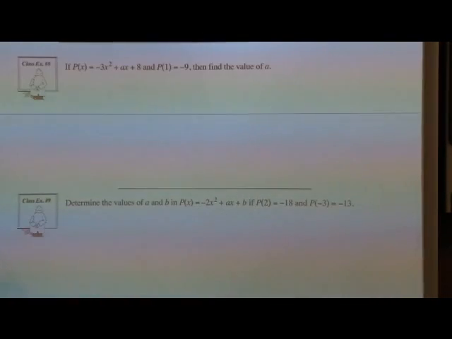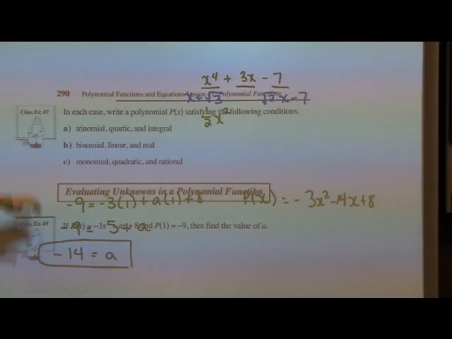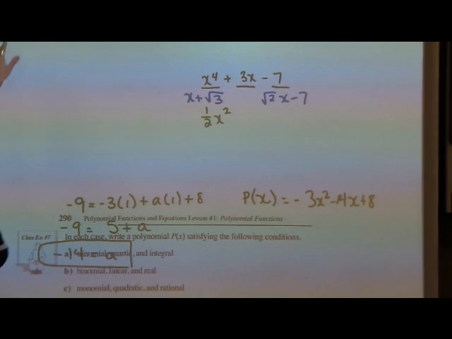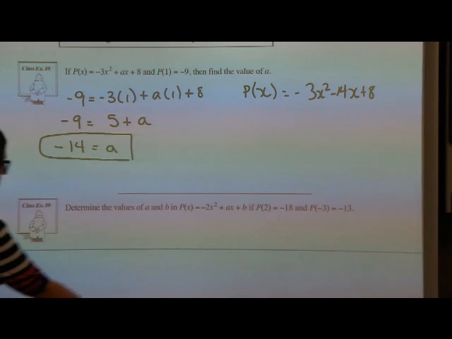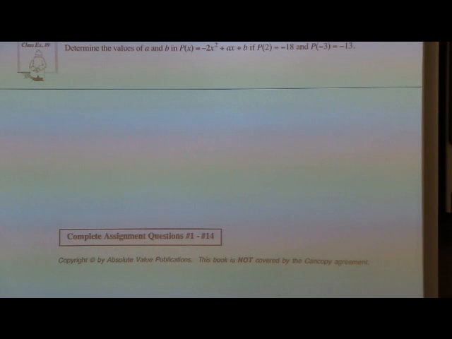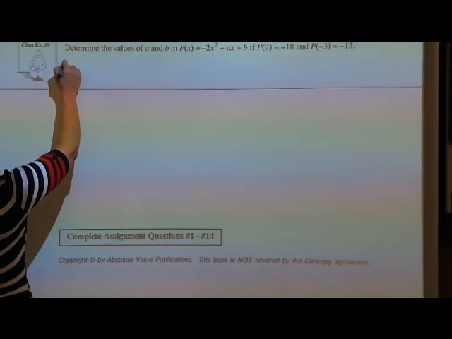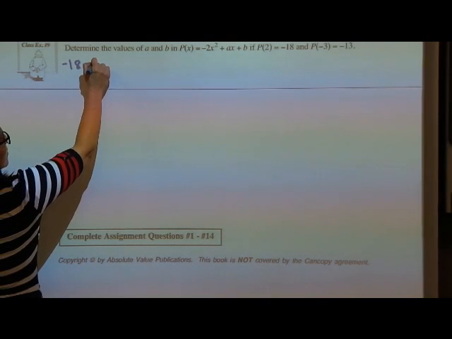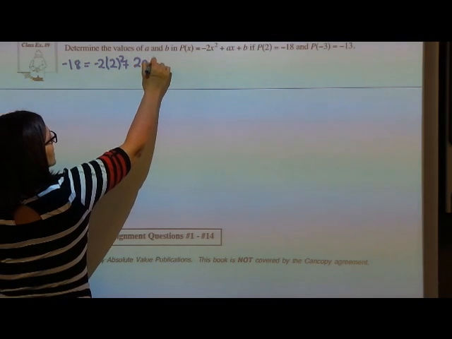Question 9, which is our last question. Determine the values of A and B in the following equation if P of 2 equals negative 18 and P of negative 3 equals negative 13. So if I substitute 2 into the equation, I will get negative 18 equals negative 2 times 2 squared plus 2 times A plus B.